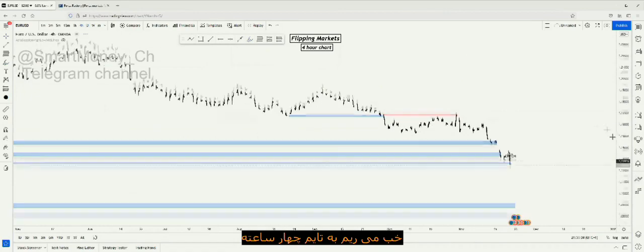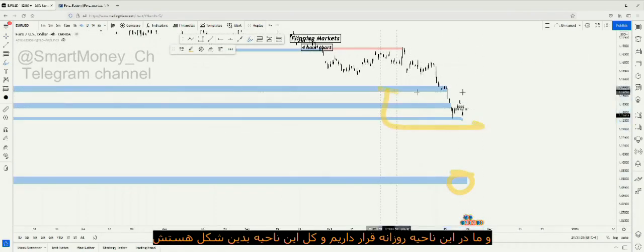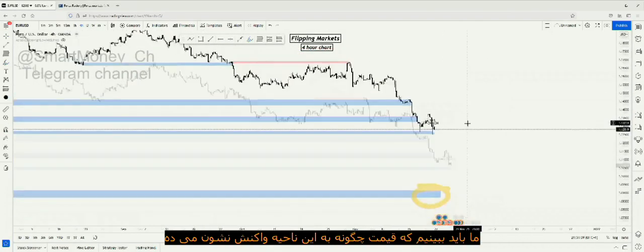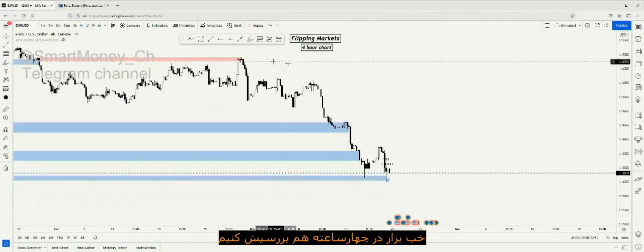Let's switch to the 4-hour. As you can see, this is the daily zone and we are in a daily zone again, which is this whole zone. We'll have to see how price will react on that zone. But yeah, let's see the 4-hour.